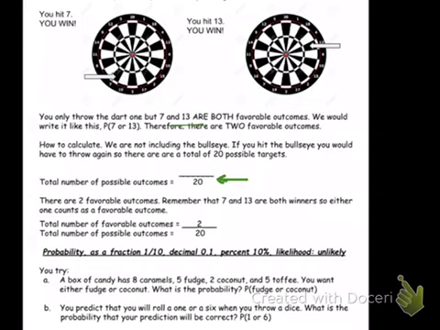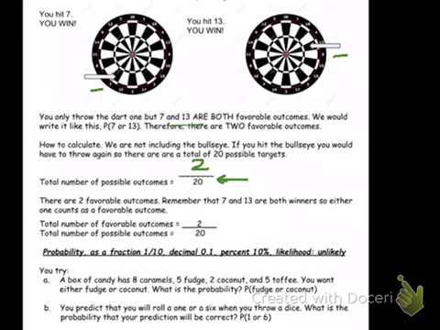And remember, we have two chances of winning. If it lands in 7 or it lands in 13. Remember, we're only throwing one dart, but two different numbers would count as winners. So we have two favorable outcomes. So there's your probability fraction. 2 over 20. That simplifies down to 1 over 10. As a decimal, you would write it as 0.1, or your percent is 10%.